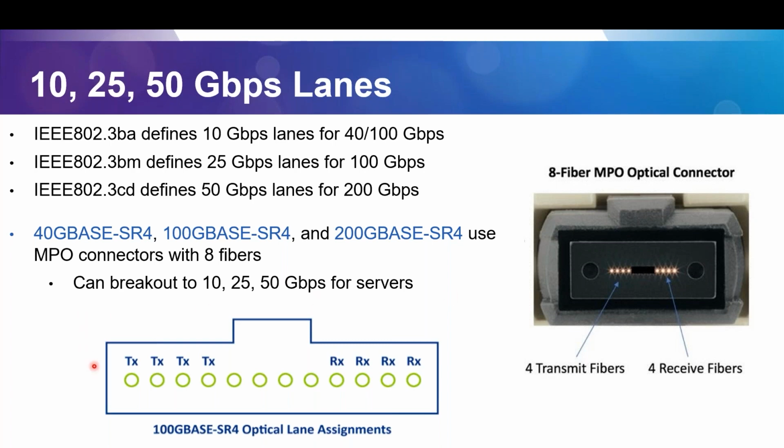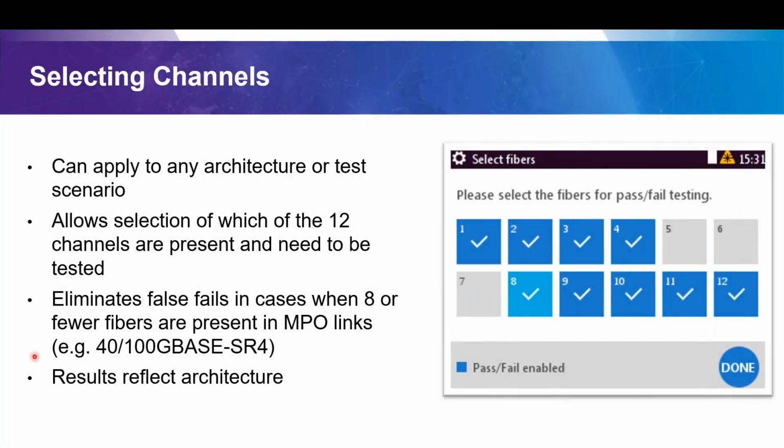So in this case, you want to have test equipment where you can go in and turn on or turn off those middle fibers. So in this case, I've turned on fibers 1 through 4 and 9 through 12, and you can click on it and turn them on or off. So in this case, I would turn off fibers 5, 6, 7, and 8 if I was only using the first 4 and the last 4.